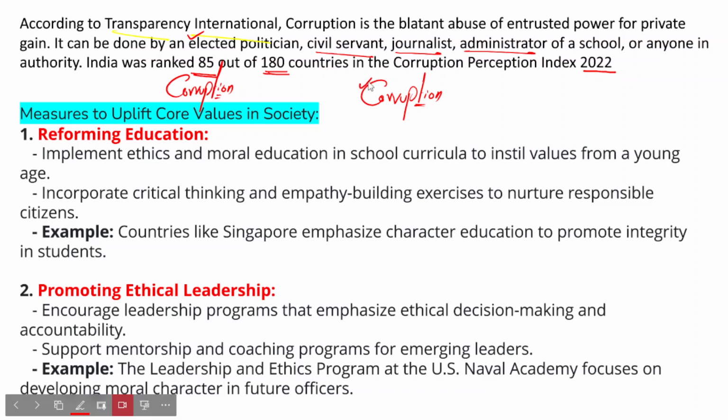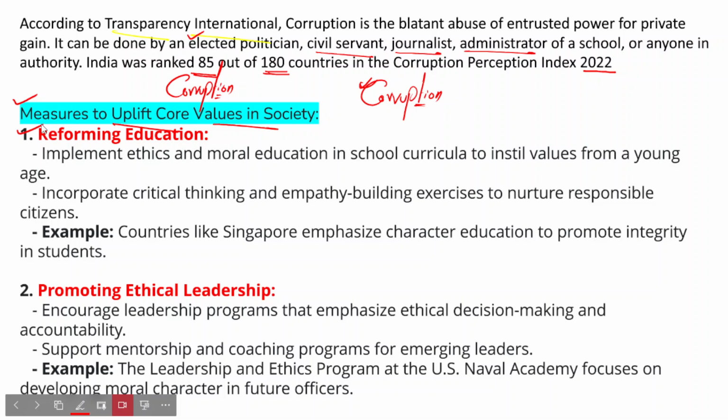So what do we have to do? What do we need to do? First and foremost, we need to take certain measures that will help in uplifting the core values in society. So what are those measures? First and foremost, we need to reform our education system.